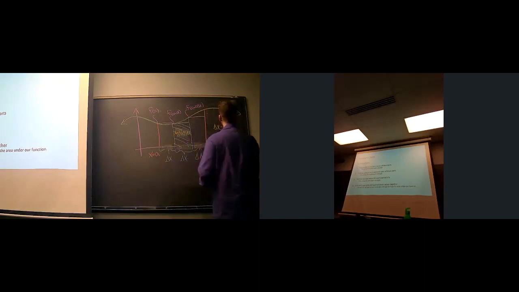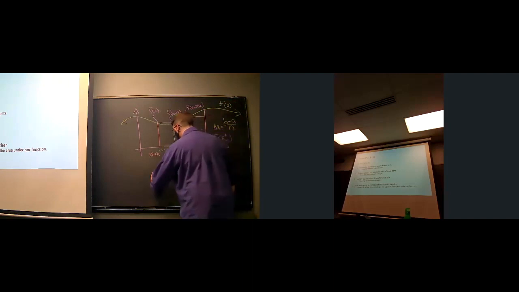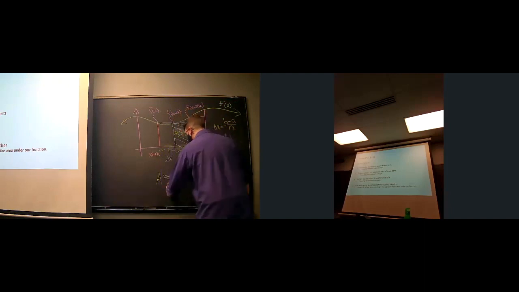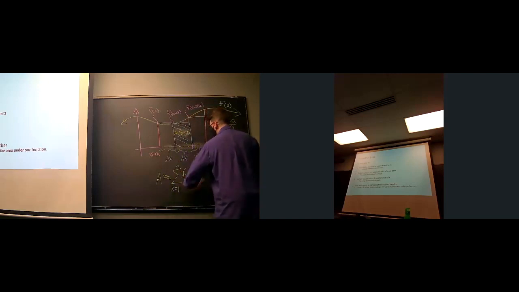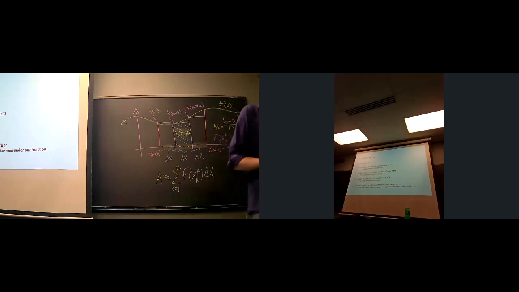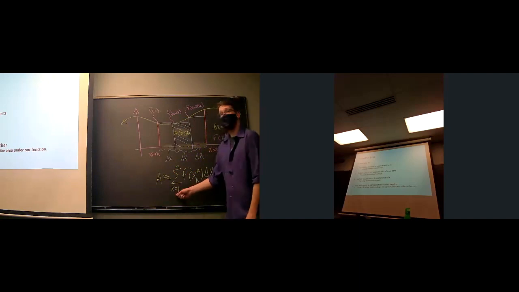So we would say that the area under our curve approximates the sum from k equal to 1 up to n of f of x k star delta x. So we're adding up the first area up to the nth area, right?